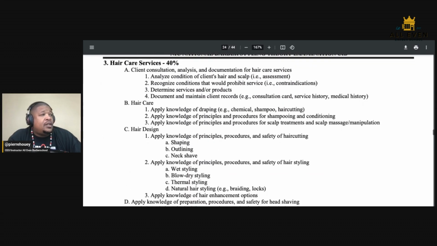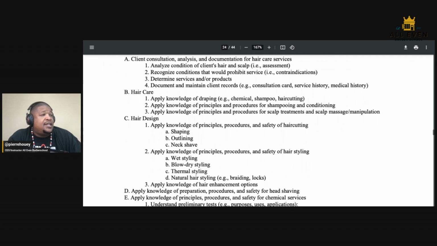Part A, client consultation, analysis, and documentation for hair care services. 1, analyzing the condition of the client's hair and scalp, which is assessment. 2, recognize conditions that would prohibit service, which are contraindications. All that means is something that you see and say, all right, I cannot do service if I see this. Like say somebody has skin abrasions on their scalp, you're not going to do a shave service. That's a contraindication.